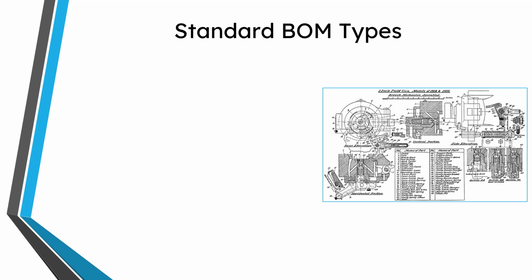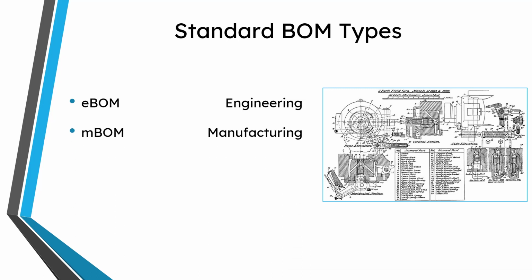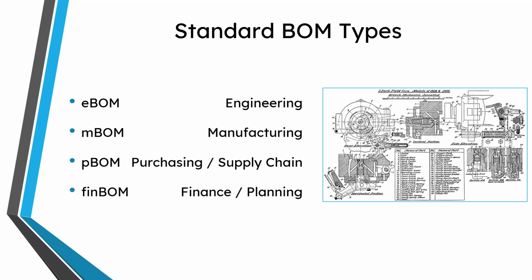So let's talk about the different standard bills of material that you can come across. And we'll talk about these in more detail on the next few slides. You could have the eBOM, which is the engineering bill of materials. You could also have an mBOM, which is the manufacturing bill of materials. There's also a purchasing bill of materials called the pBOM. And lastly, there is a bill of materials that can be used by finance and planning. They don't call it the FBOM because when we say FBOM, you know what everyone thinks. Instead, they call it the finBOM.